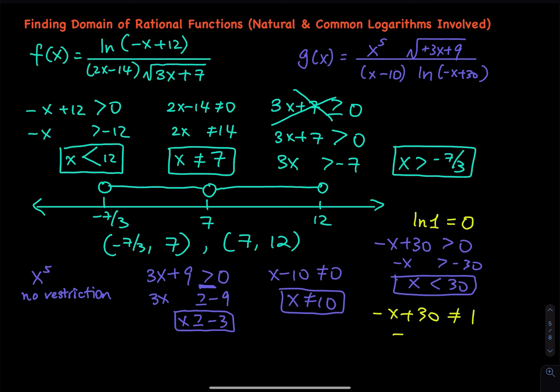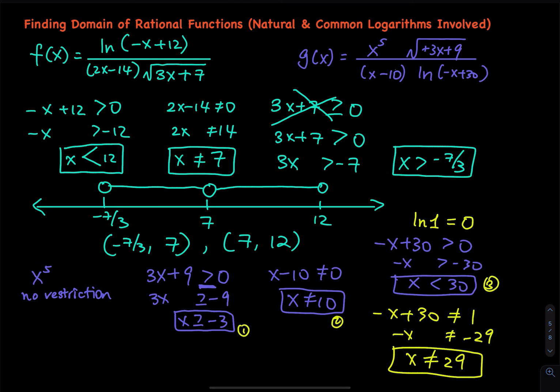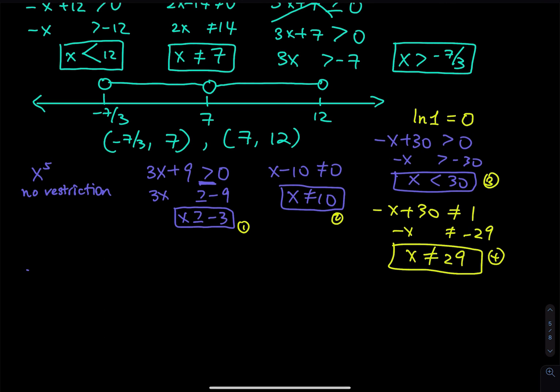Solve this. Negative x is not equal to 1 minus 30, and then x cannot be equal to 29, right? So there are 4 restrictions: 1, 2, 3, and 4. You have to put all 4 restrictions on the same number line. So let's return to purple and do the number line.